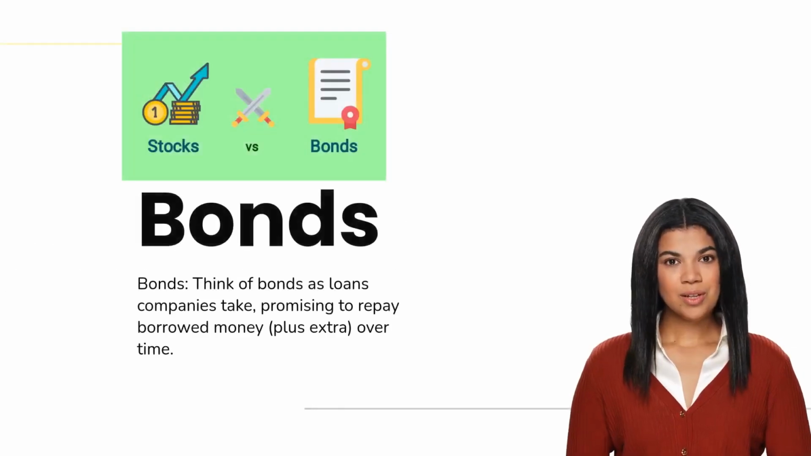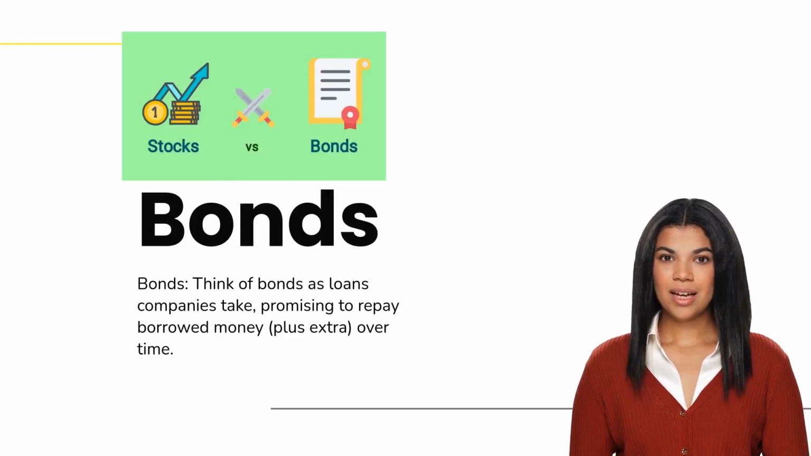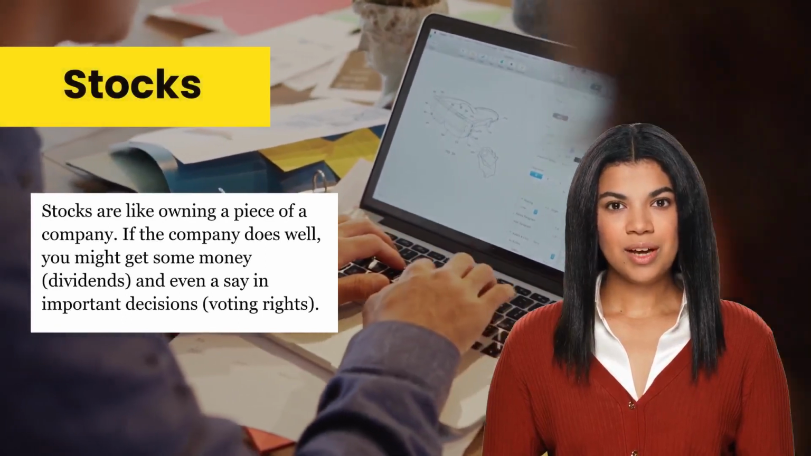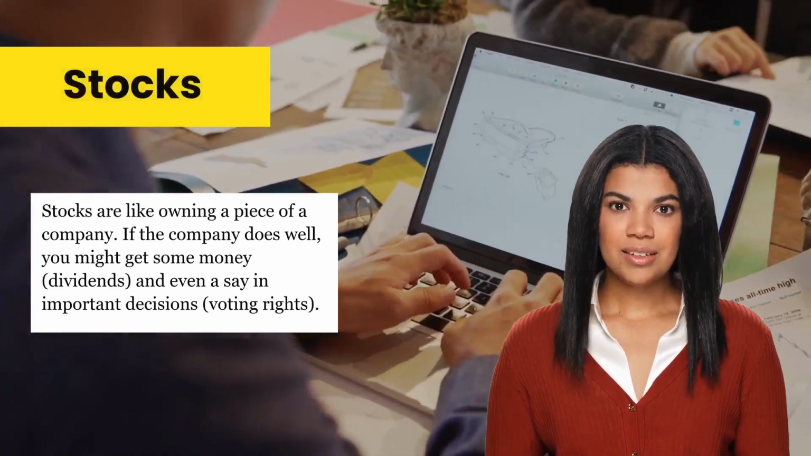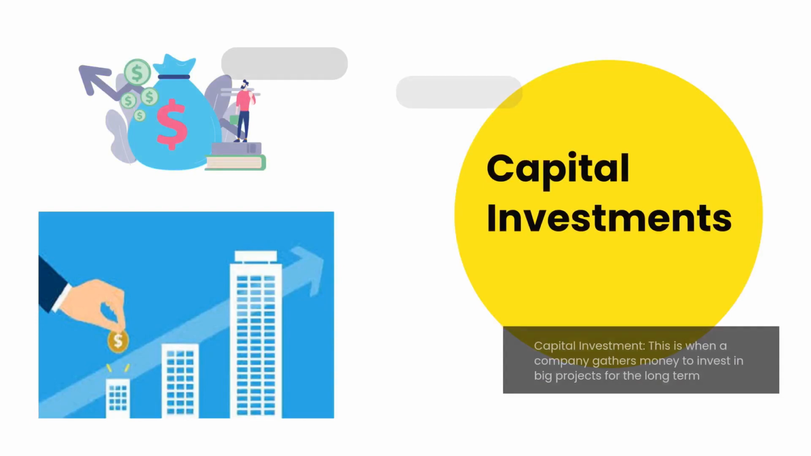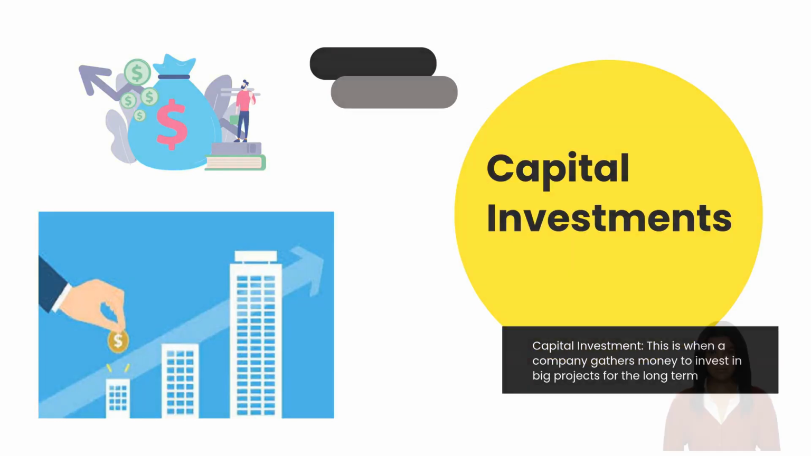Bonds. Think of bonds as loans companies take, promising to repay borrowed money, plus extra, over time. Stocks are like owning a piece of a company. If the company does well, you might get some money, dividends, and even a say in important decisions, voting rights. Capital investment. This is when a company gathers money to invest in big projects for the long term, all in the quest to make shareholders happy.